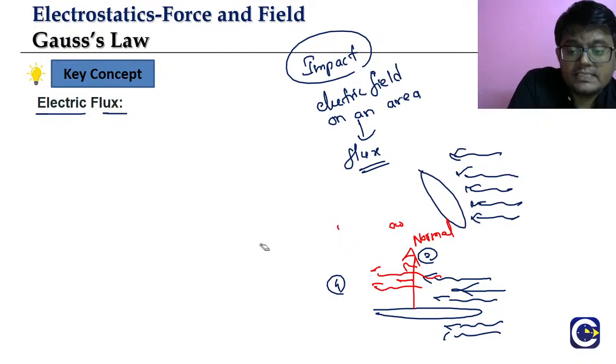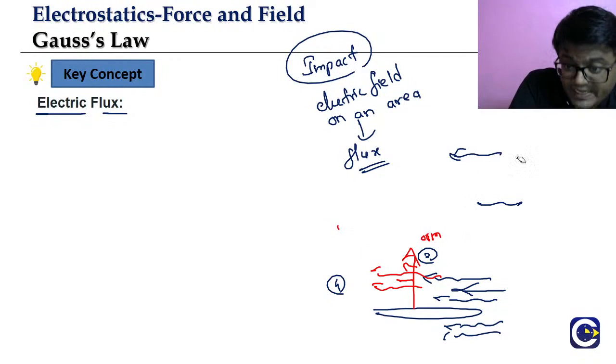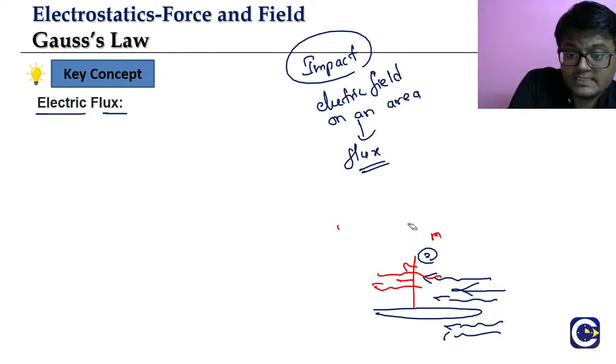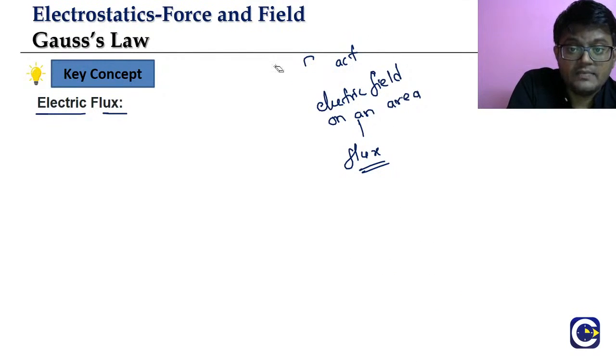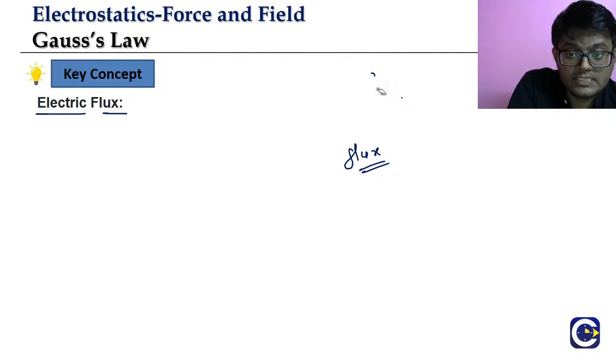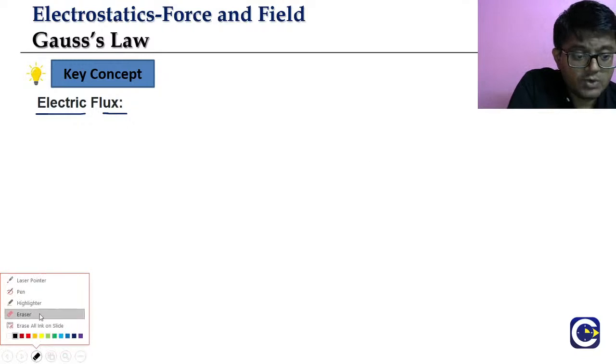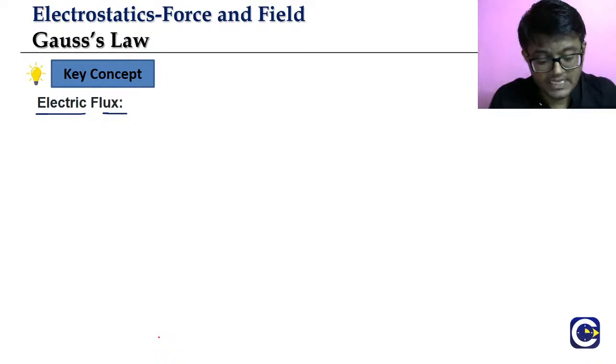Based on this, the flux is defined. Flux is a defined quantity. So how is the electric flux defined? When we go to magnetism also, we use the same concept, namely the magnetic flux.